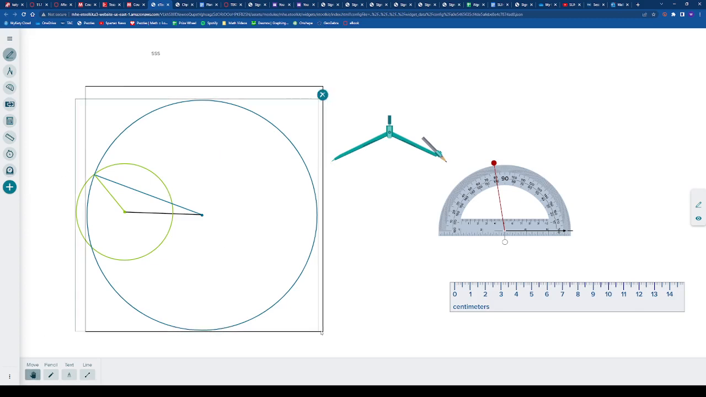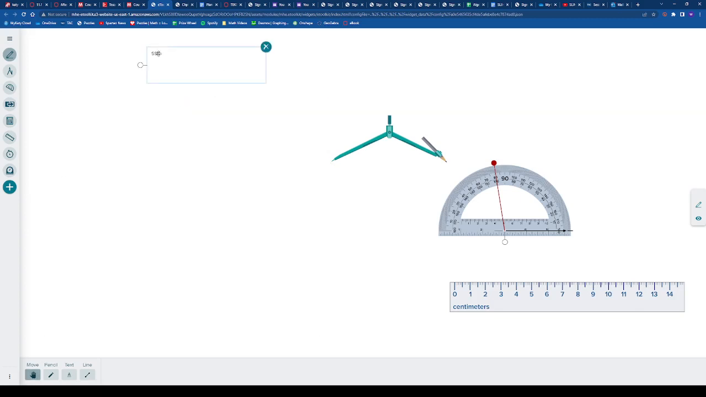So let's clear that one and move on to the next one, which will be side, angle, side. Yeah, side, angle, side. Okay, so side, angle, side starts off similarly. We have a line segment that is our initial side.